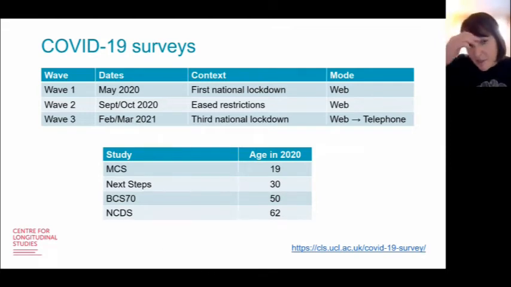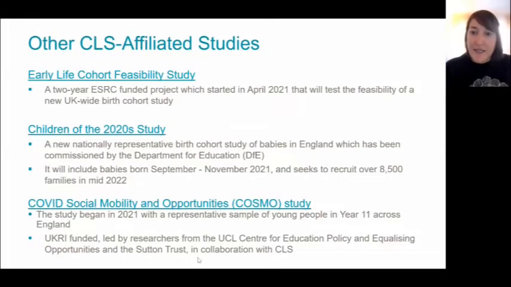And for those eagle-eyed amongst you, on the slide where I said we have 4 cohort studies at CLS, there was an asterisk there, and just to say there are some additional CLS affiliated studies that we are involved in the development of, and these include the Early Life Cohort Feasibility Study, which is a 2-year funded project to test the feasibility of a new birth cohort study.